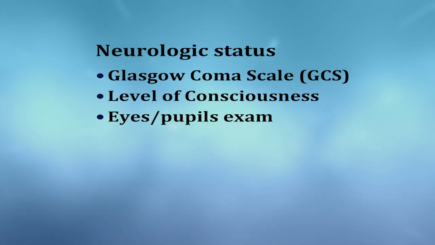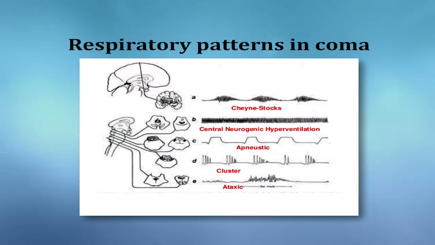Part of the neurological examination, you need to do the Glasgow Coma Scale and to evaluate the level of consciousness. Also, you need to check the eyes and the pupils of the patient. Respiratory pattern in a coma could give you clues into the underlying etiology.